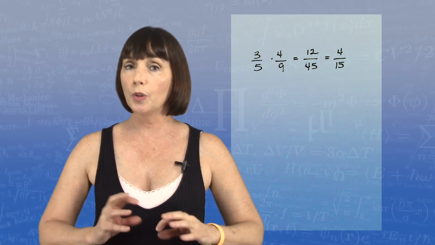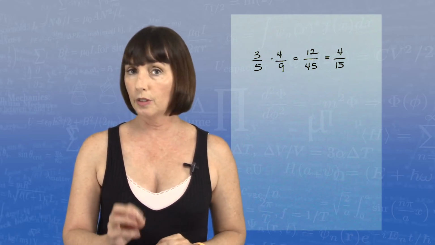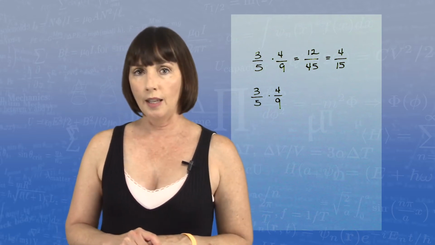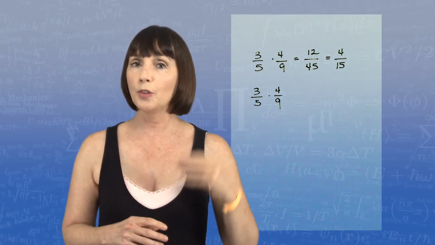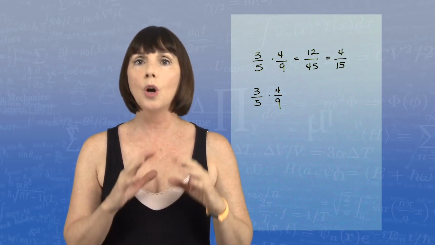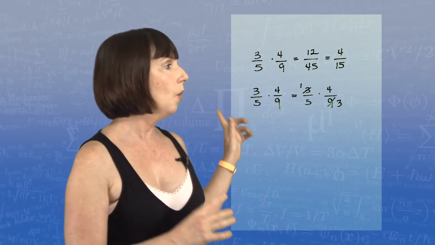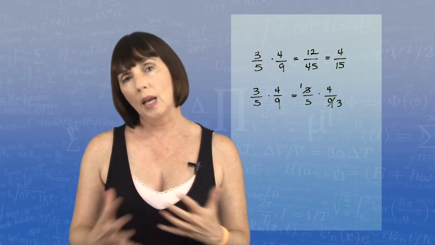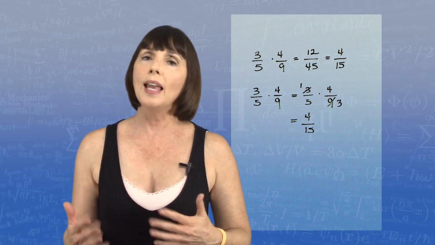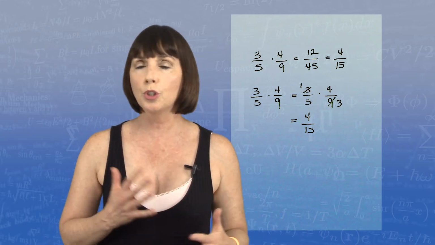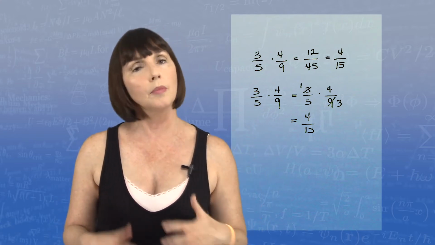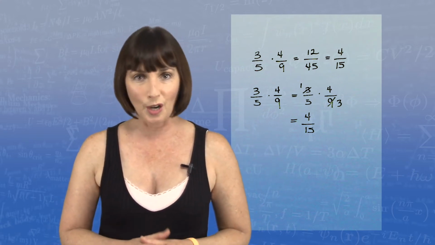Now, if you're comfortable with cross-canceling and there's a common factor, you can do that first, so let's take a look. 3 over 5 times 4 over 9. Now, there's a common factor there. We have a 3 in a numerator and a 9 in one of the denominators, so we could cancel that out right away. The 3 becomes a 1, the 9 becomes a 3. Now we just do our multiplication. 1 times 4 is 4, 5 times 3 is 15. The answer is the same. You're going to reduce to lowest terms somewhere, whether you do it with cross-canceling or the way we did it the first time. Either way is fine, so do whichever one you're comfortable with.